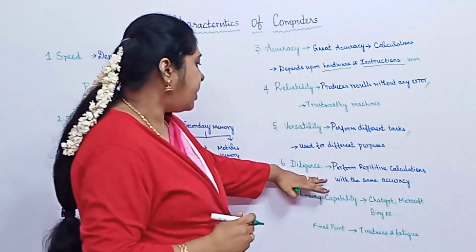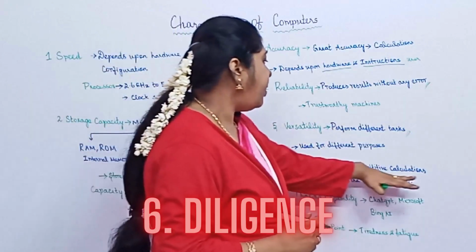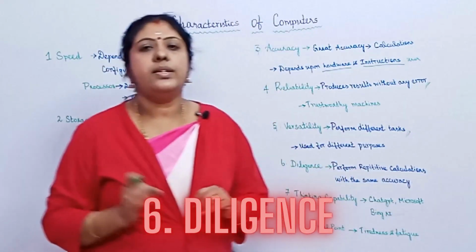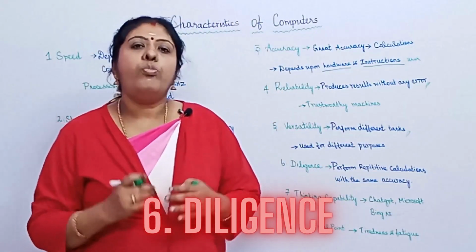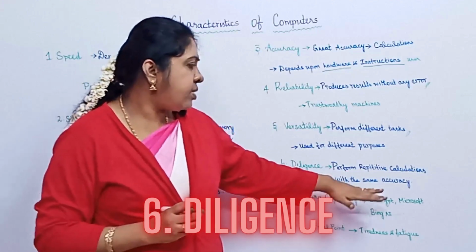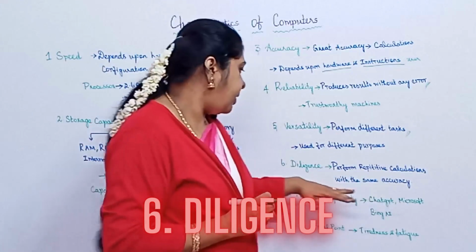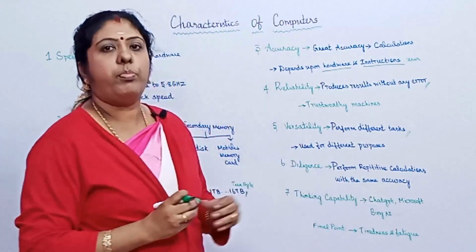And then next comes the diligence. That is, it performs repetitive calculations with the same accuracy. However many times the same calculation is repeated, it produces the same set of results with the same accuracy. That is the diligence property.